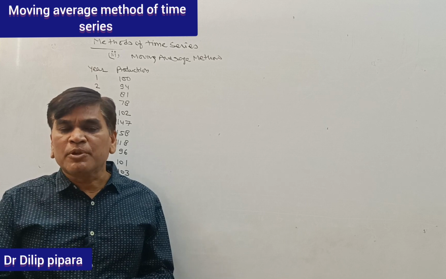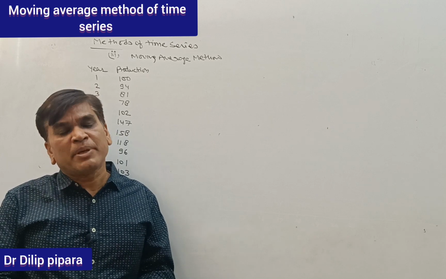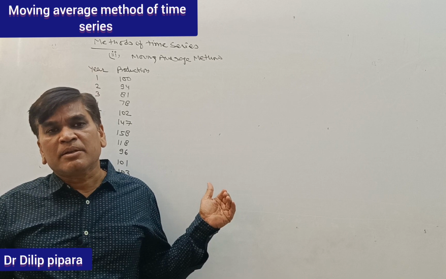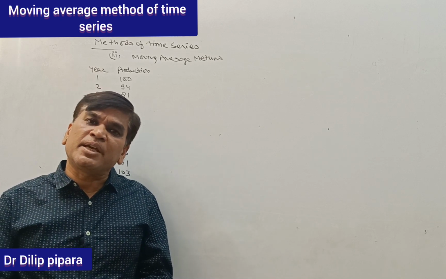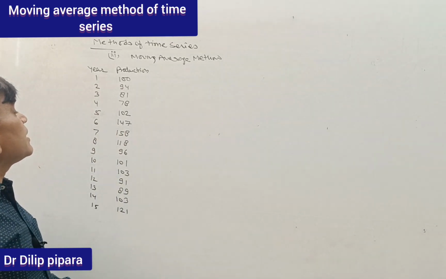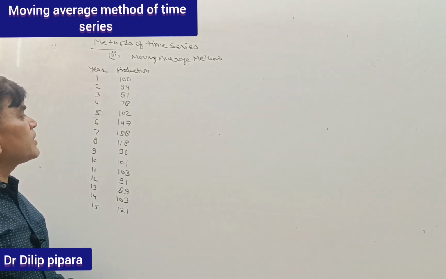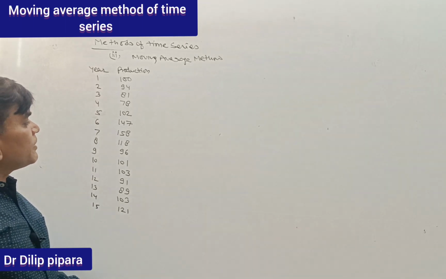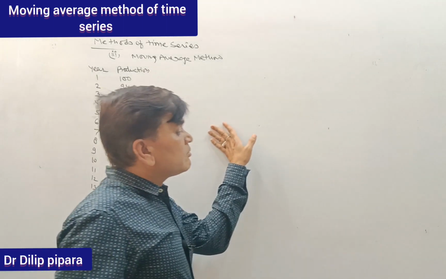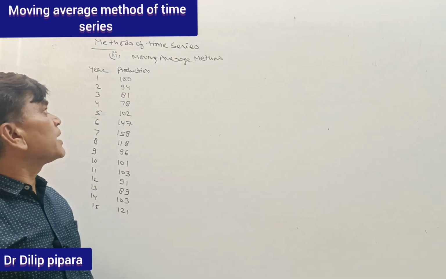But in the moving average method, we take a moving average of maybe 3 years, maybe 4 years, maybe 5 years, get the trend value from the moving average, and make the forecast on the trend line. So I have taken an example. The years are given as 1 to 15 and the production is 100, 94, 81, 78, 102, 147, 158, 118, 96, etc. We can have a 3 year moving average, a 4 year moving average, and a 5 year moving average.